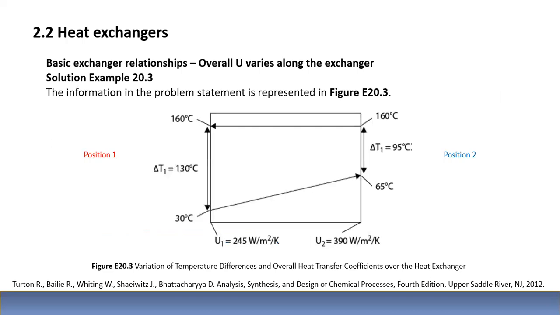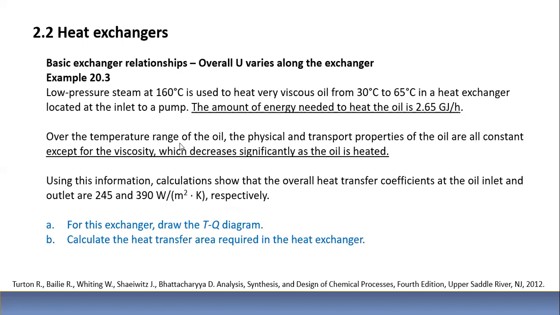Okay. So the information in the problem statement is represented in figure 20.3, where we have position 1, that you see in red, 245 watt per square meter Kelvin. Position 2, we see in blue, U2 is 390 watt per square meter Kelvin. It also is saying that low pressure steam at 160 is coming in, and we have very viscous oil heating from 30 to 65.